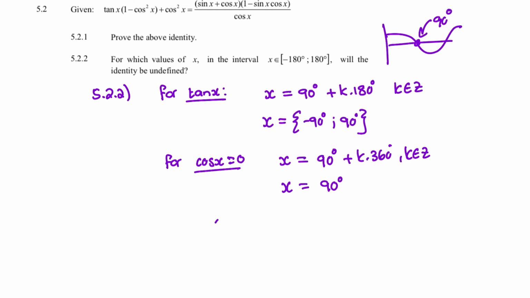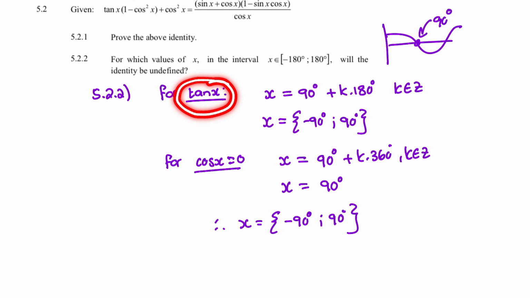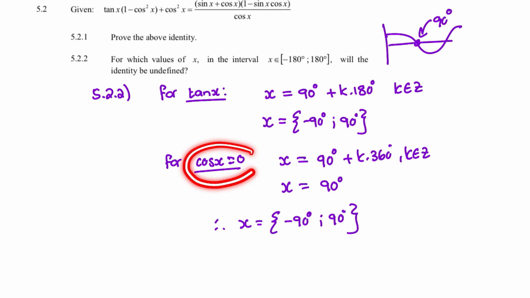So therefore, the identity is undefined for values of x of minus 90 degrees and 90 degrees. But in your solution, you need to show that you're considering tan of x and cos of x equal to 0, even though they produce the same results.